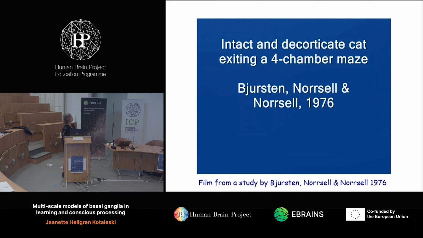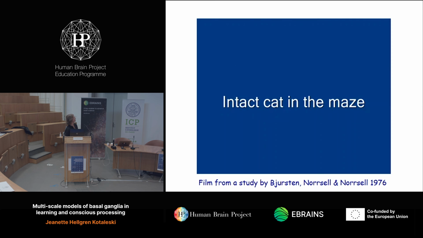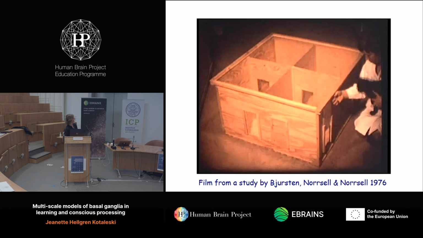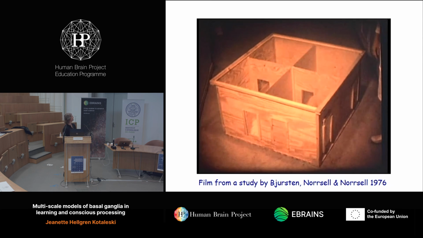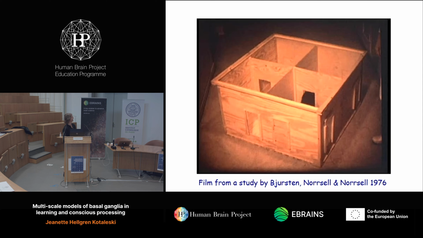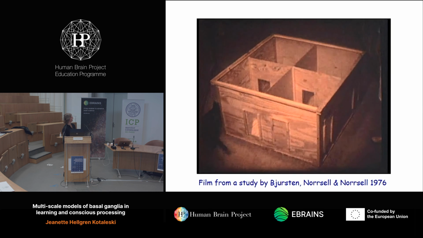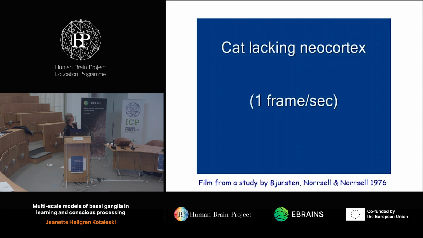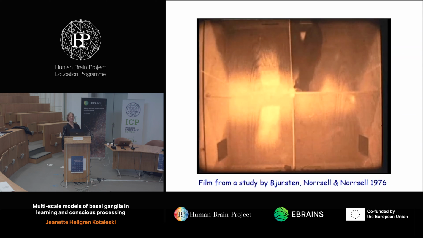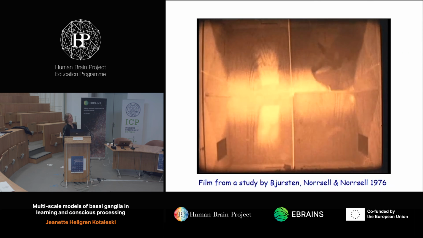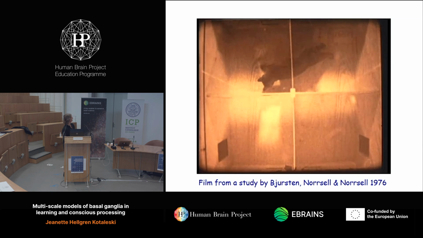And now this is just a short movie of an intact cat and a cat without cortex. So this is an intact cat that they put into this maze. And probably this cat is conscious, at least. And now it's an example of a cat that didn't have any neocortex from birth. So here it comes, and the first observation is that it's not particularly handicapped, even though it lacks the motor cortex and the premotor cortex and so on. Finds a way to the next room.